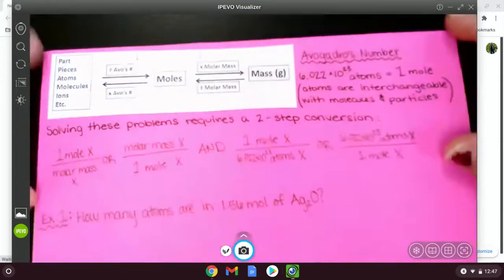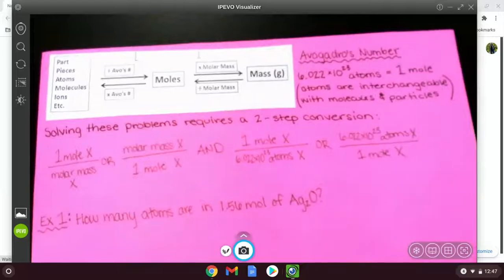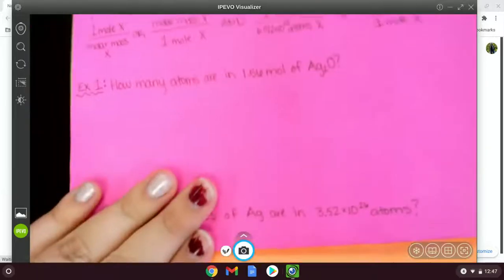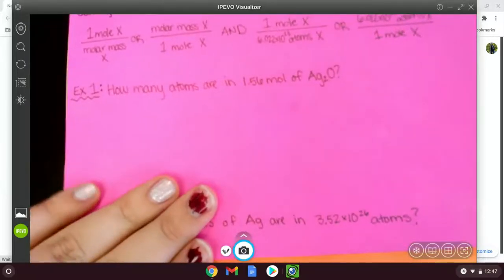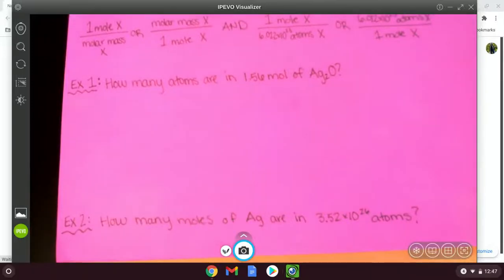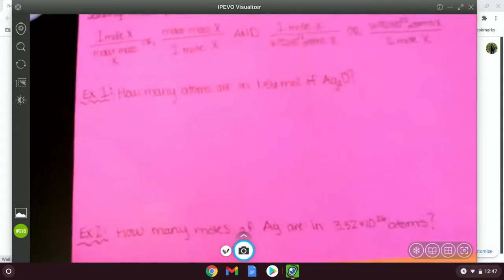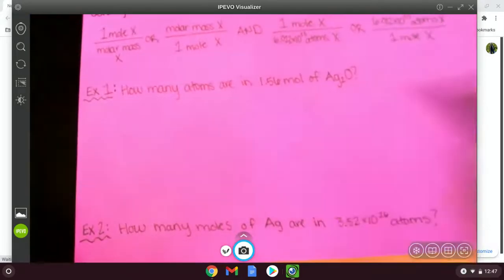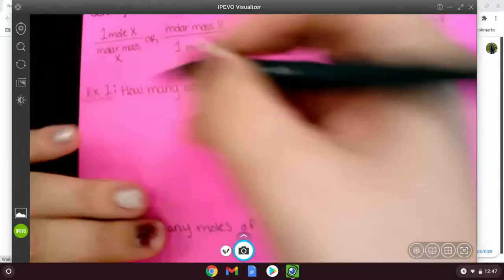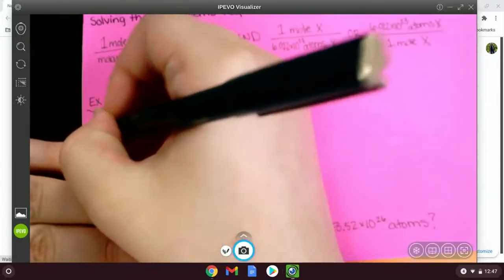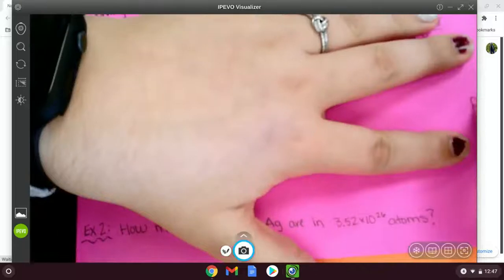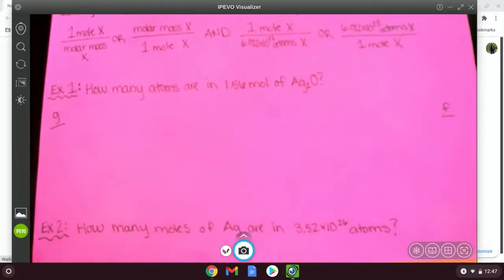So now that we've copied this top info down, we have 4 examples. This first example, I'm going to go through it with you. You should have your periodic table and your calculator ready to go. Again, when we're working on these types of problems, we always start with our given and our find. Your given is always a number. So what number is given to us in this problem?